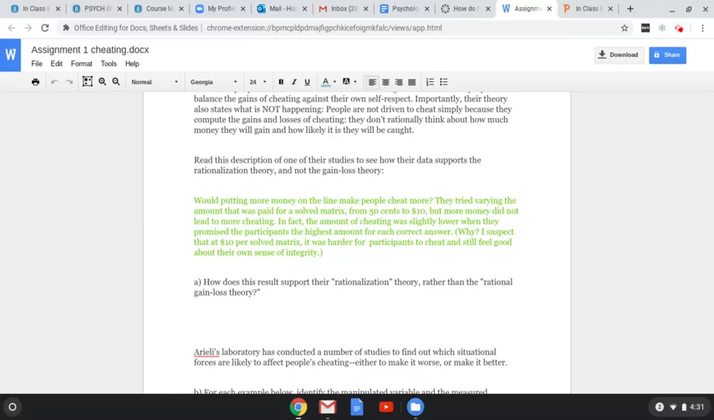But what they found was more money did not lead to more cheating. In fact, the amount of cheating was actually slightly lower when they promised the participants the highest amount for each correct answer. Why do you think this is? Again, I'll answer, because I'm the only one talking. I suspect that at $10 per matrix, the more you cheat, the more money that you are scamming them out of, it's harder for you to rationalize and still feel good about your own sense of integrity.